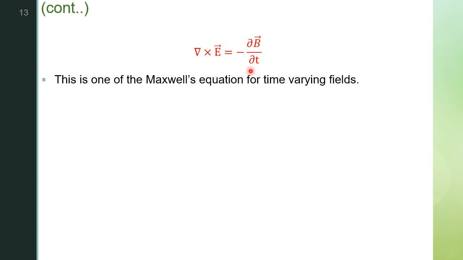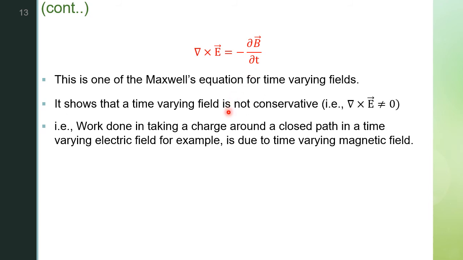So this equation also implies that a time varying field will not be conservative because we don't have the value of del cross E to be 0. If del cross E is 0, then only we can tell that it is conservative. If it was a conservative field, the work done in moving around a closed path would be equal to 0. But here, if you are taking the charge around a closed path, a time varying electric field is produced due to a time varying magnetic field. So electric field and magnetic field are interdependent.